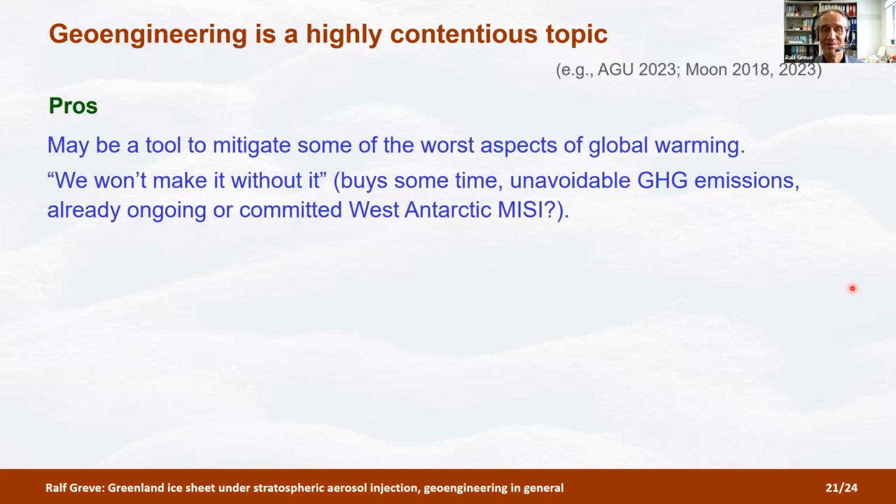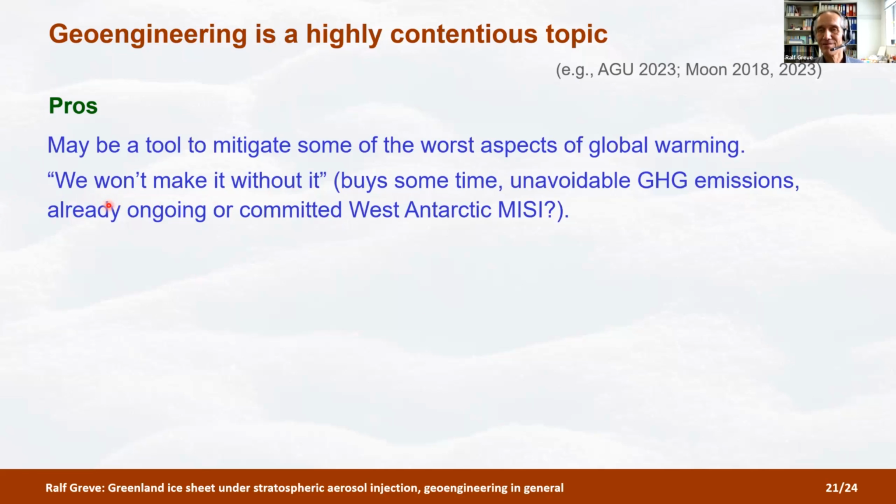It gets a lot of discussion in the scientific literature and also in social media and wherever. The idea is, of course, to use climate intervention and geoengineering tools as a method to mitigate some of the worst aspects of global warming. I think there is consensus, at least in the scientific community, that it cannot replace climate protection measures. This is clear. Just saying we don't have to protect the climate, we do everything by geoengineering, is of course completely out of the question. The idea is to use it as an auxiliary tool to handle the problem, such as with the slogan, "We won't make it without it."